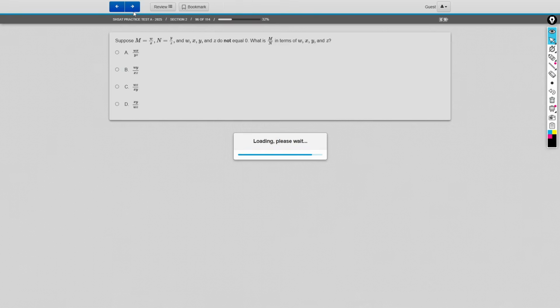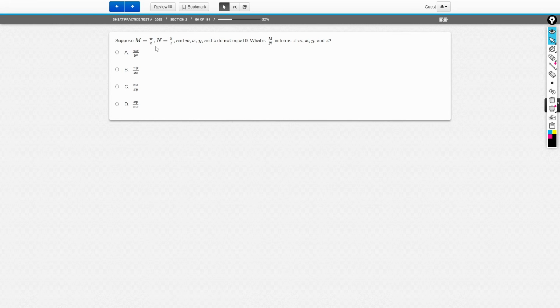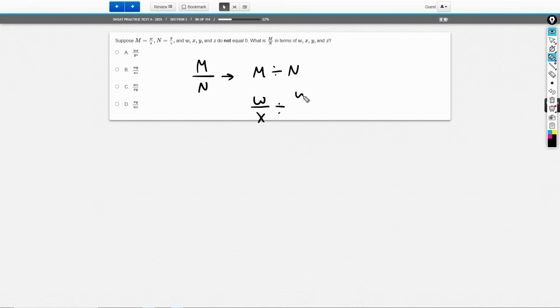All right, moving on. So here we have, suppose m is equal to w over x, n is equal to y over z, and w, x, y, and z do not equal 0. What is m divided by n in terms of w, x, y, and z? So you should know that m over n is the same thing as saying m divided by n.